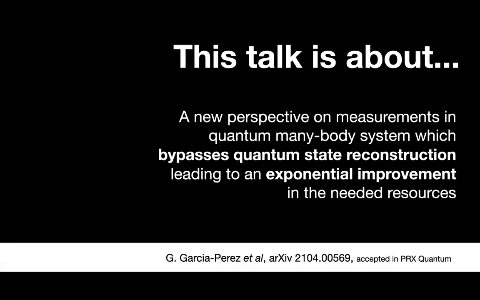We know that tomographic reconstruction is not feasible for many-qubit systems because of the scaling with the number of qubits. So the talk I will present here is about a new perspective which bypasses quantum state reconstruction, leading therefore to an exponential improvement in the needed resources. This is a paper that we have on the arXiv, and it has recently been accepted for publication in PRX Quantum.